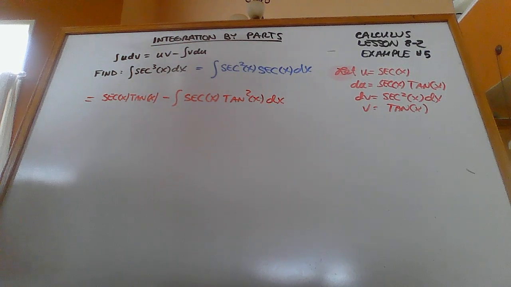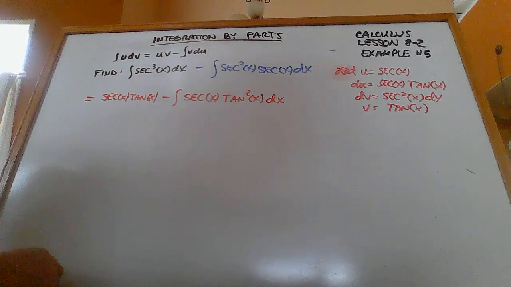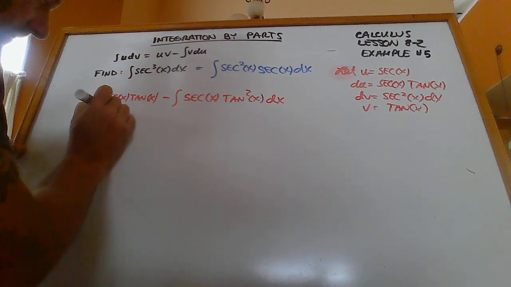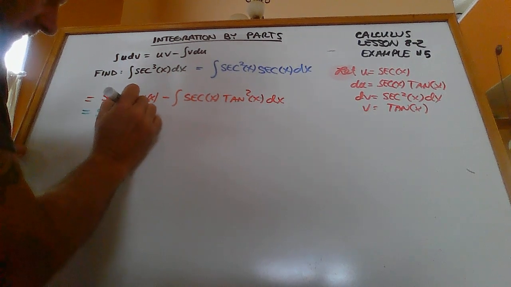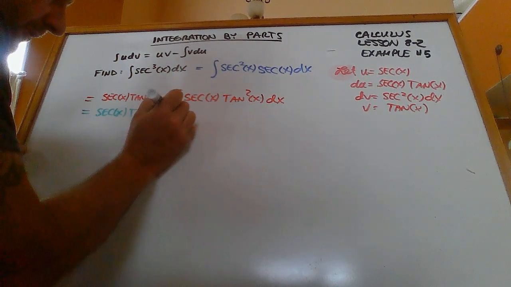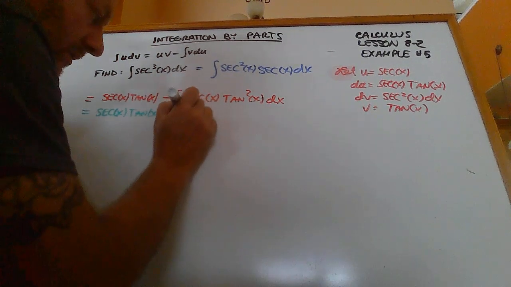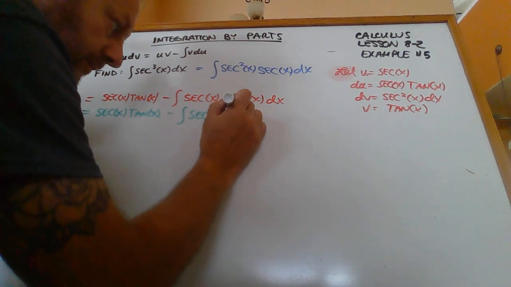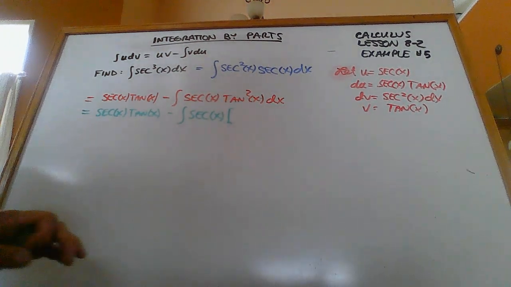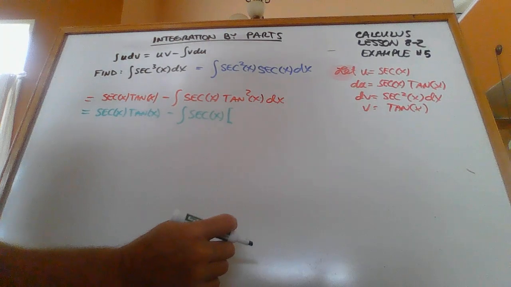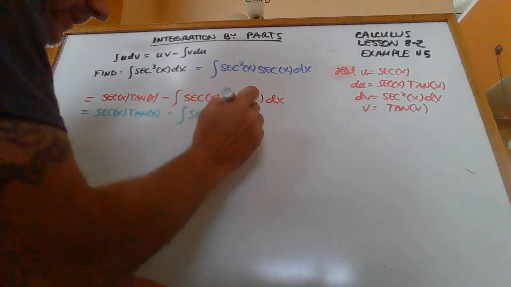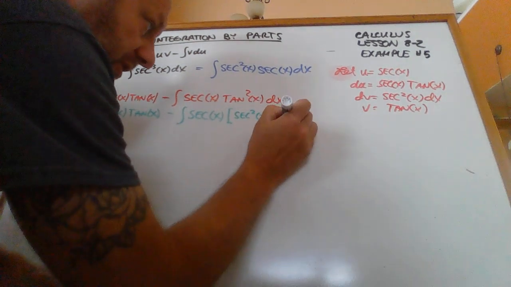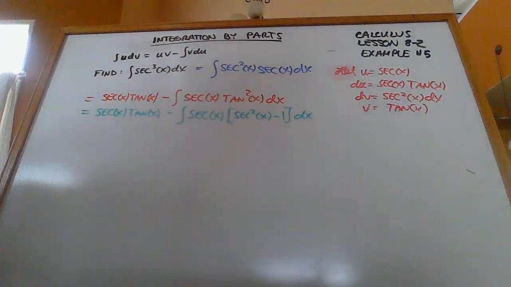Okay. Now, here's something that a bunch of people won't think of. This part is done, so we don't have to worry about that. We just copy it down over and over. This part, tangent squared, if you remember from your formula sheet from pre-calculus, tangent squared is secant squared minus 1. So we're going to go ahead and change it to that.